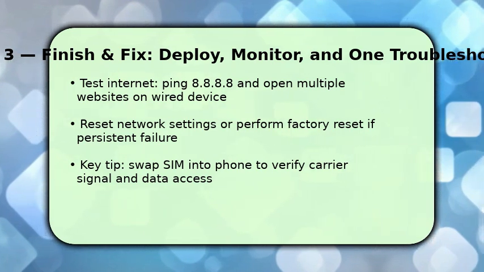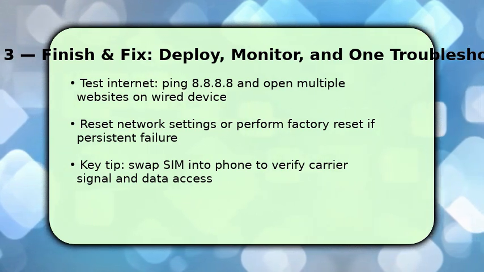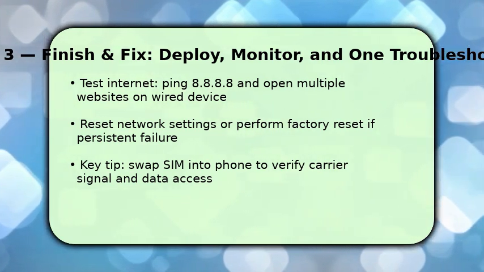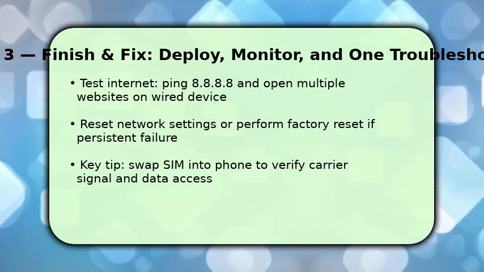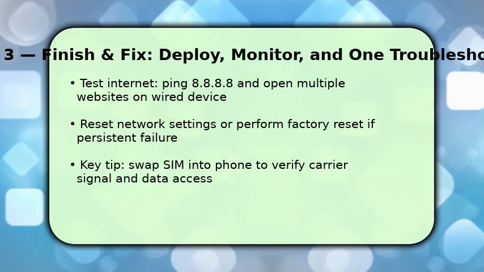One decisive troubleshooting step. Place the Jio SIM into a smartphone to confirm carrier signal and data. If the SIM fails in the phone, contact carrier. If the SIM works, replace the router or escalate to technical support.